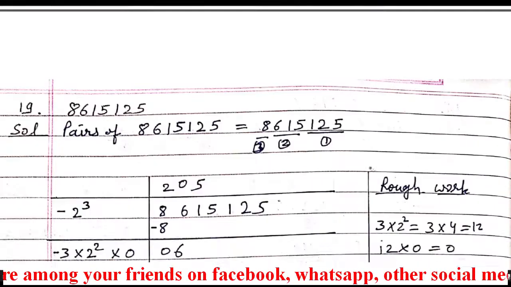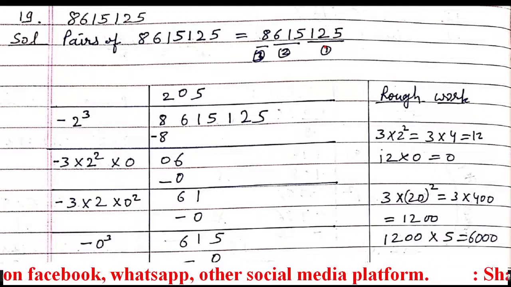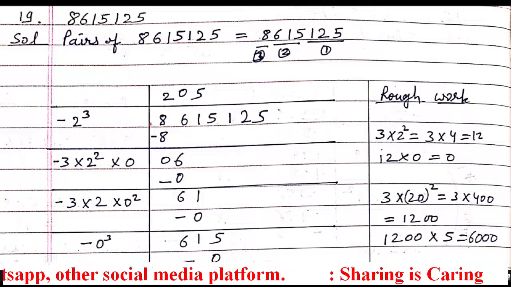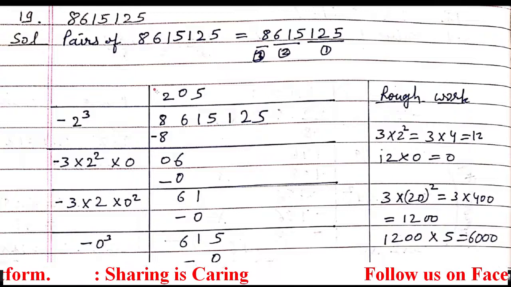Now the next question, question number 19. In this also make pairs of 3 numbers from the units place. Now the first group is 8. So we know that 2's cube is 8. So the first selected number is 2.